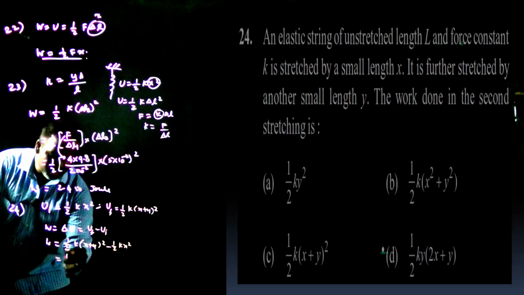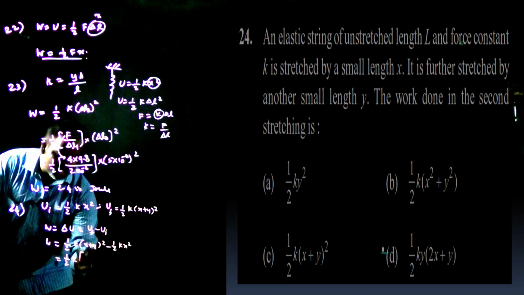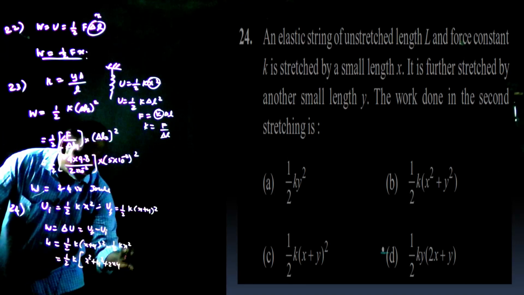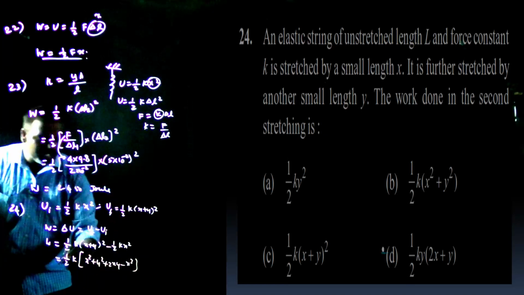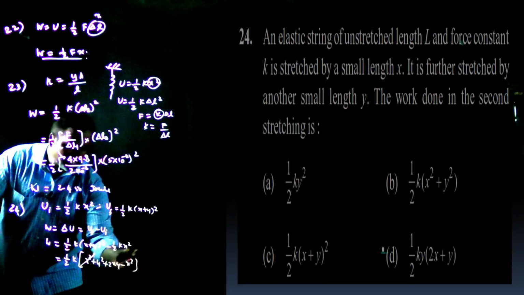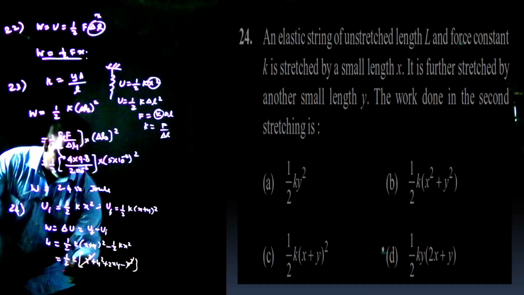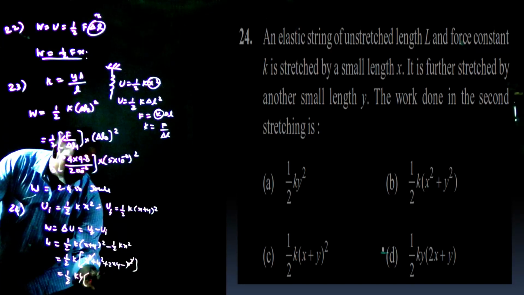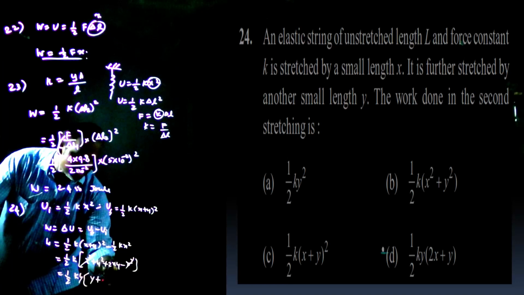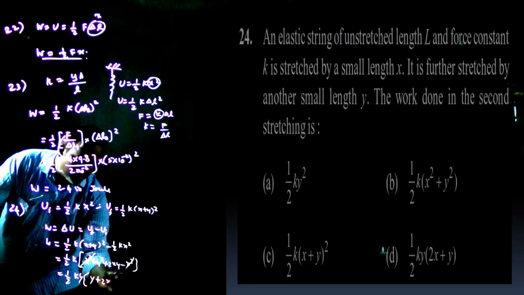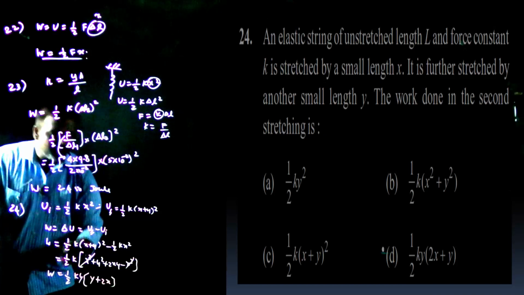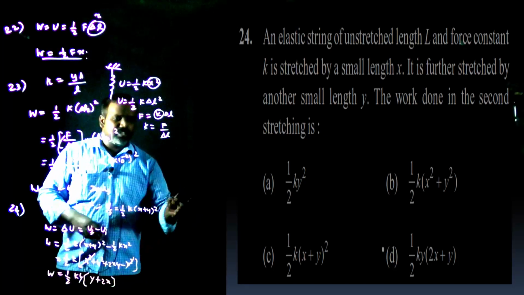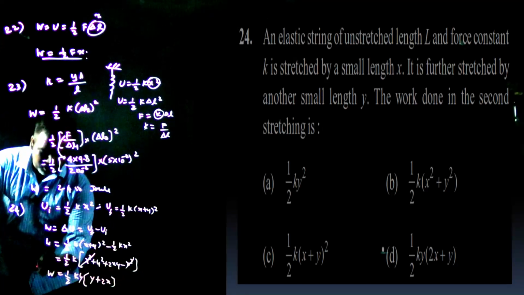The common term half K is taken outside, then x square plus y square plus 2xy, and minus x square is there. These two terms get cancelled out, and y is common here, so 1 by 2 K into y. Taking y outside, 2x is there, so half K y into y plus 2x. This is the work done for the change. Just check the options: it is option D. So option D is the answer.